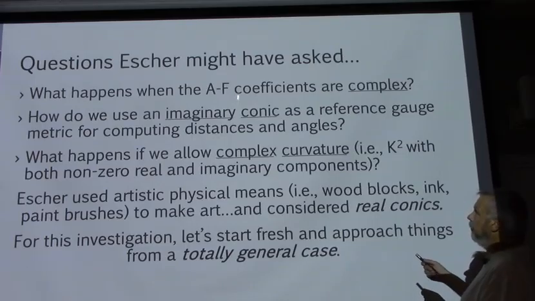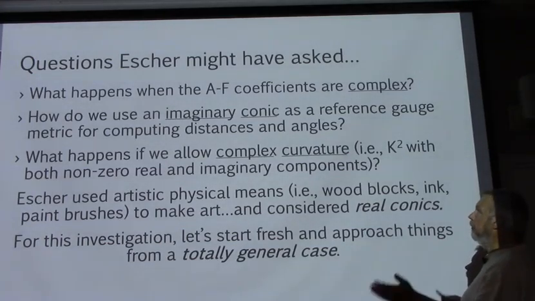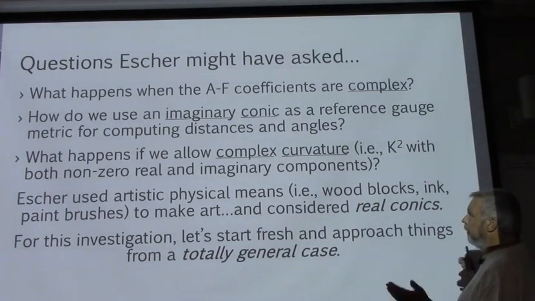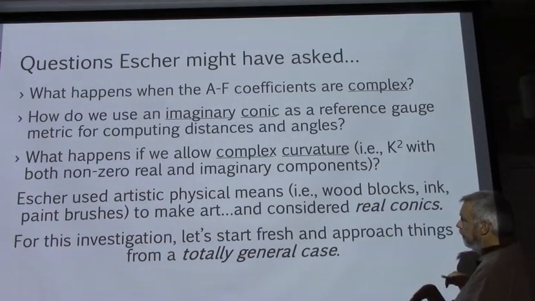What happens when you have a conic section where the coefficients are complex? They're not real. They have both a real and imaginary component. How would we use an imaginary conic as a reference for being able to create a new kind of geometry? Was it possible? What happens if we allow for complex curvature? And we'll see in a minute what I mean by that. If the curvature has both real and imaginary components that are non-zero.